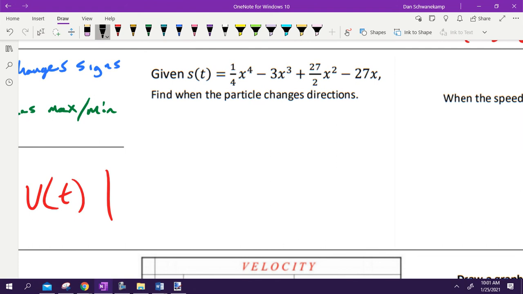Given S of t here. Okay, so position equation. Find when the particle changes directions. So they gave you S. They are asking you when the particle changes directions. What do you think you need to do first? Find the derivative. Go ahead and find V of t with your neighbor.